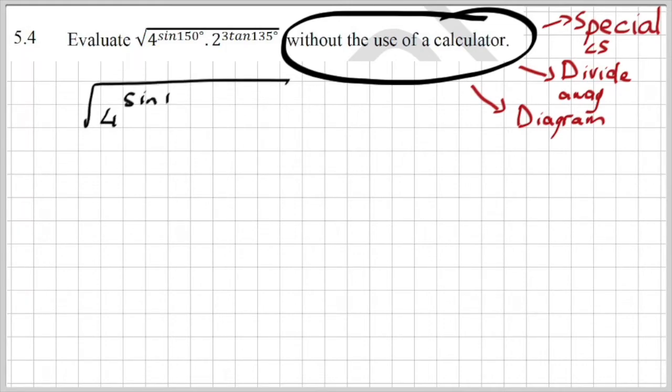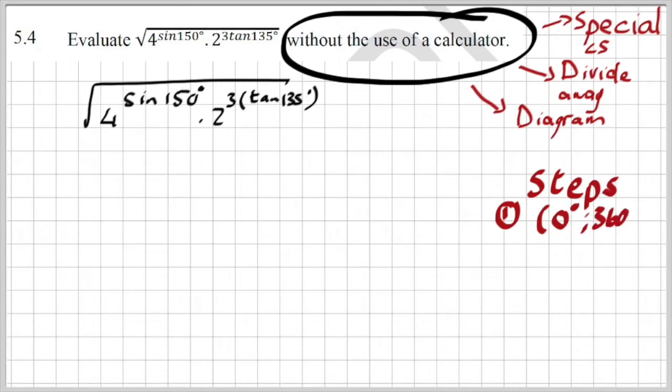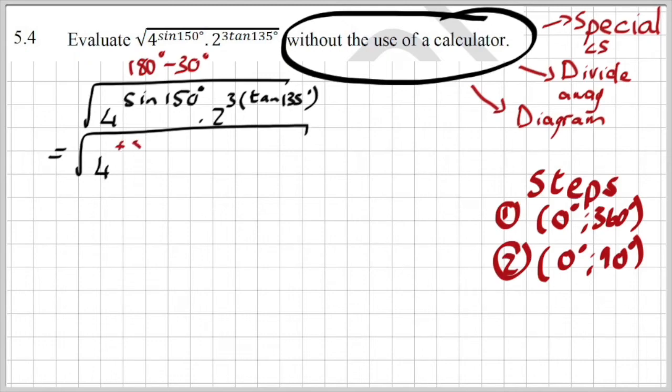So inside my root, I am just going to start by going through my steps, which is number 1, getting my angles between 0 and 360, which they already are. Then going to step 2, which is getting my angles between 0 and 90. So the 150 is in the second quadrant. So that is positive sin of 30.